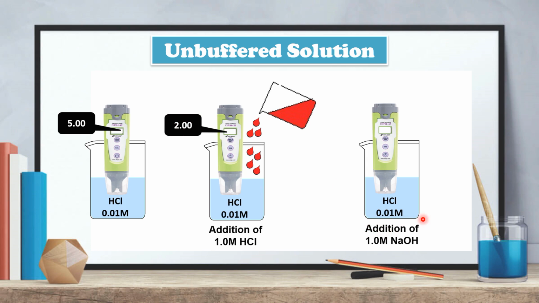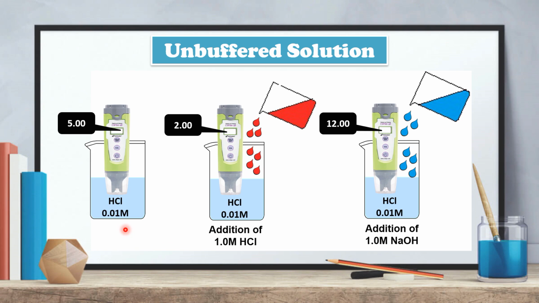What will happen with the addition of 1 molar NaOH? When we add more NaOH, the concentration of OH minus ion inside the HCl solution will increase, and therefore it will affect the pH value. The pH will increase and become 12. So we can conclude that for an unbuffered solution, when strong acid or strong base is added, the pH will change. Either it will increase when strong base is added, or it will decrease when strong acid is added.